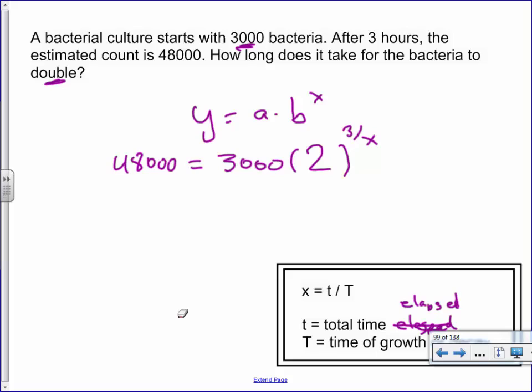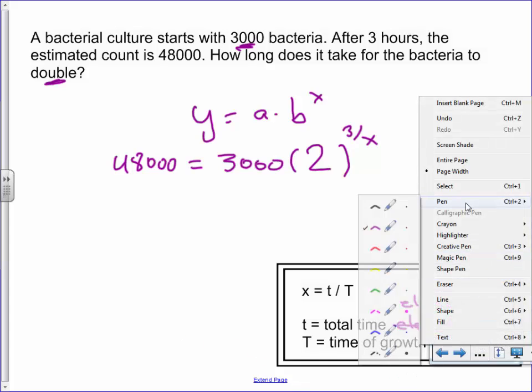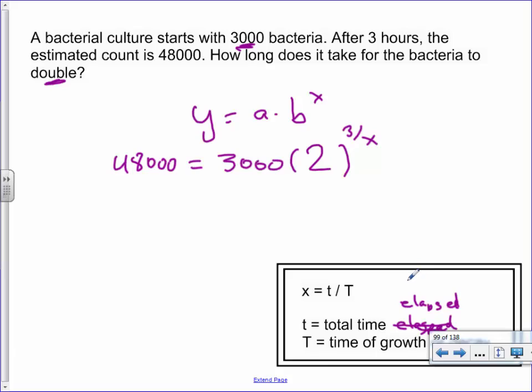Now you do have a couple options for solving. If you need to, throw it in your graphing calculator and you can graph it to solve. But I'd recommend we should work on other skills. So if you get a question like this and you want to solve it algebraically, this 2 right here already is kind of a base.